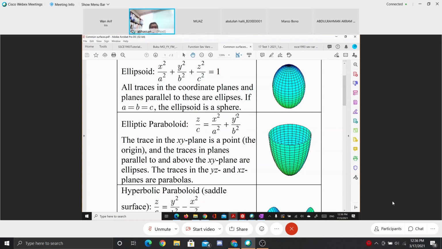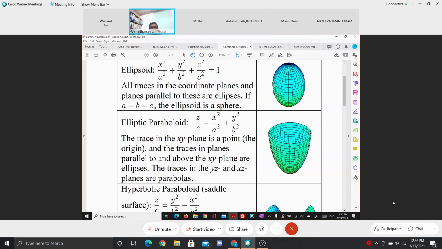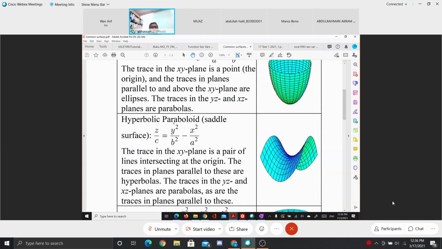Parabolas. If I set y equal to 0, then we have a parabola. If I set x equal to 0, again we have a parabola. So it is an elliptic paraboloid. We also have the hyperbolic paraboloid. It looks like a saddle here, a horse saddle.